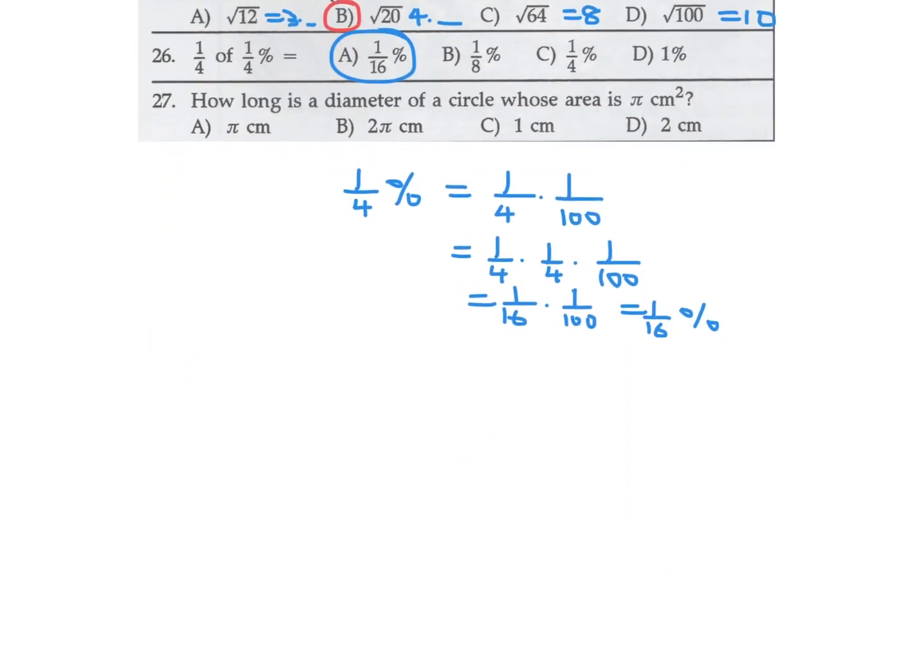How long is the diameter of a circle whose area is pi? So pi r squared is equal to pi. So r squared would be equal to 1. So r is 1, and the diameter is equal to 2r. So the diameter would be 2. So number 27, the answer is D.